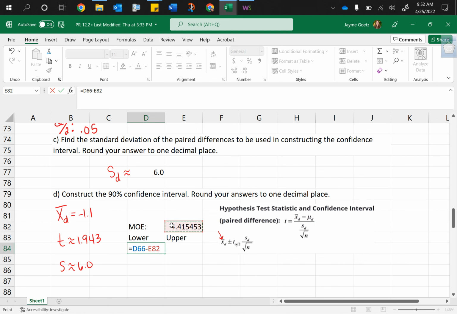And I'm going to teach you a trick so you don't have to scroll so much. What cell was my X bar? D66. So you can come over here for your upper and you can hit equals and you can literally type it in, D66, and it'll do a cell reference for you. Then plus my margin of error.